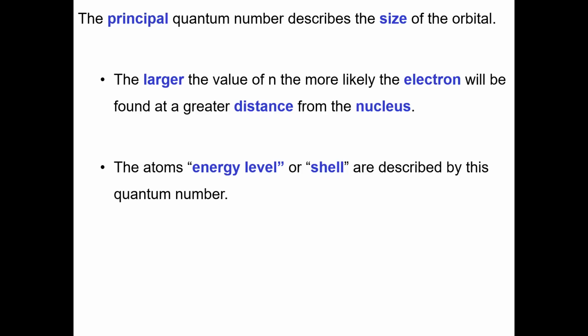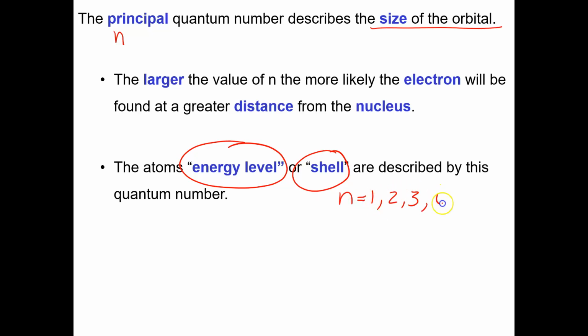So what do they represent? So the principal quantum number, n, describes the size of the orbital. That is the general distance of the electron from the nucleus. So the larger the value of n, the more likely the electron will be found at a greater distance from the nucleus. This is typically referred to as being the energy level of the electron or the shell of the electron. And n for the naturally occurring elements is a positive integer somewhere between 1 and 7.